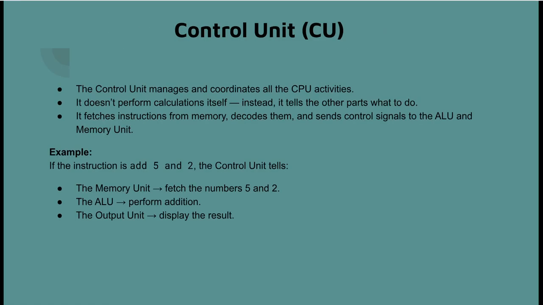Control Unit, CU. The control unit manages and coordinates all the CPU activities. It doesn't perform calculations itself. Instead, it tells the other parts what to do. It fetches instructions from memory, decodes them, and sends control signals to the ALU and memory unit. Example: if the instruction is add 5 and 2, the control unit tells the memory unit to fetch the numbers 5 and 2, the ALU to perform addition. The output unit will display the result.